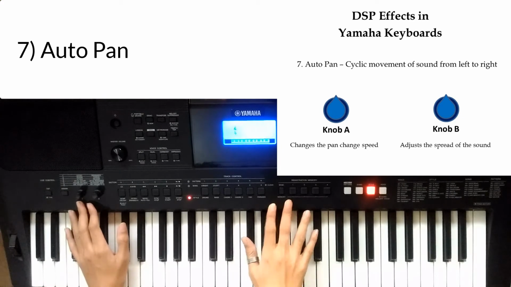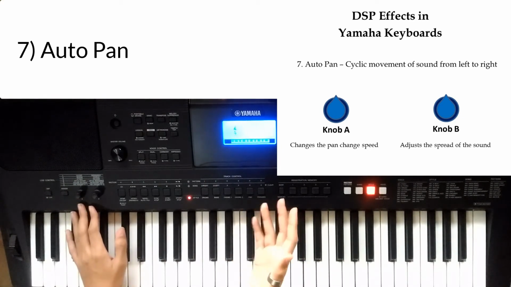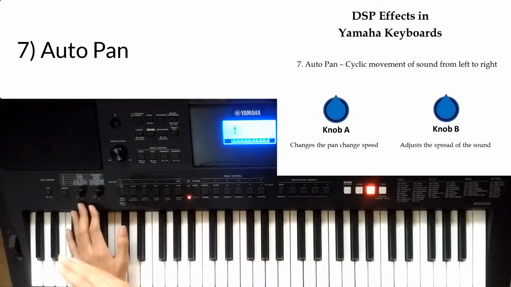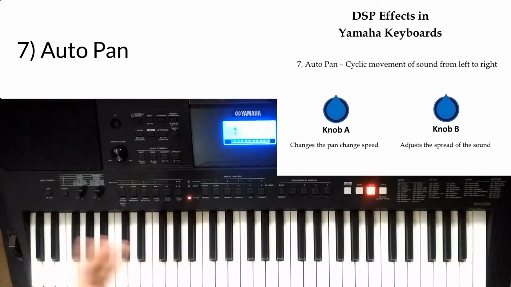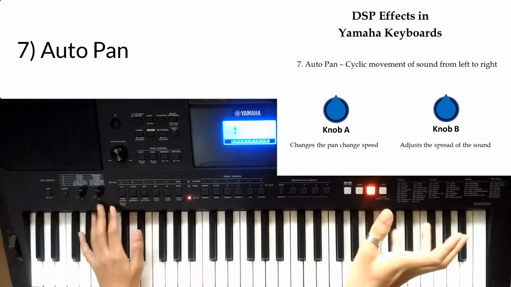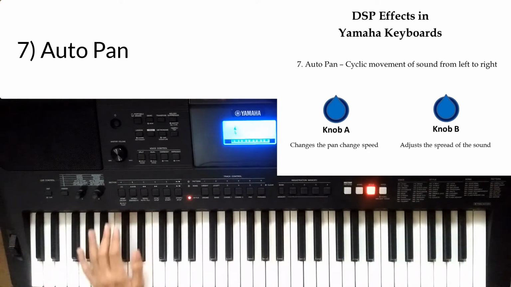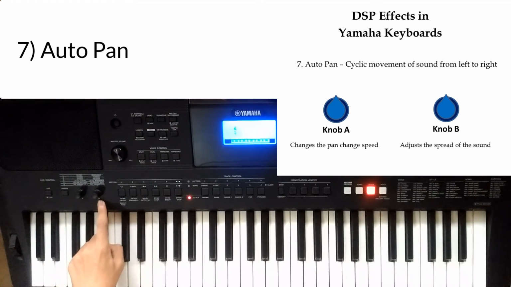Okay, so if you are having this keyboard or if you want to use this keyboard live, then you can witness the modulation or the movement of sound from left to right. If you connect the sound output to external speakers, you can use this effect to give it a trippy kind of feeling, a very psychedelic movement of sound from left speaker to right speaker and right speaker to left speaker respectively. Okay, so knob A in this feature changes the pan speed and knob B adjusts the spread of the sound.